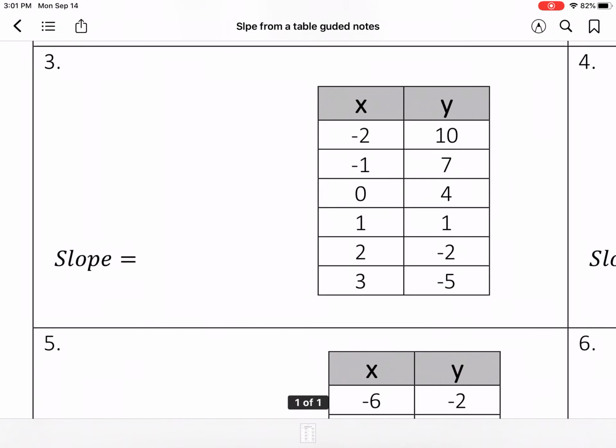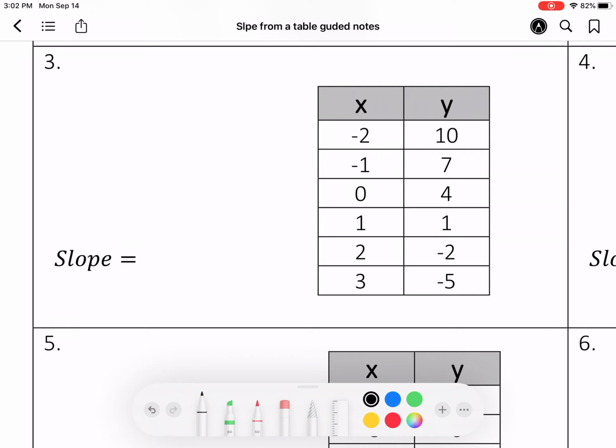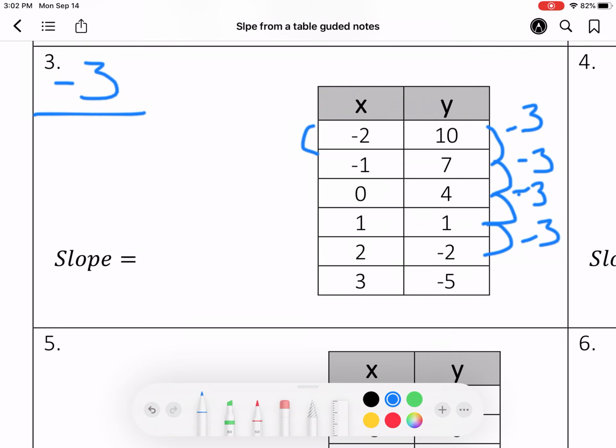We'll look right here at 3. Again, we need the change in y over the change in x. Another way that we can do this is we can just identify what the change in y is. Look right here, 10 and 7. What's the change? Subtract 3. 7 to 4, subtract 3. 4 to 1, subtract 3. 1 to negative 2, subtract 3. So my change in y would be minus 3. Now what's my change in x? Negative 2 and 1 is 1. Add 1, add 1, add 1. So it's negative 3 over 1.